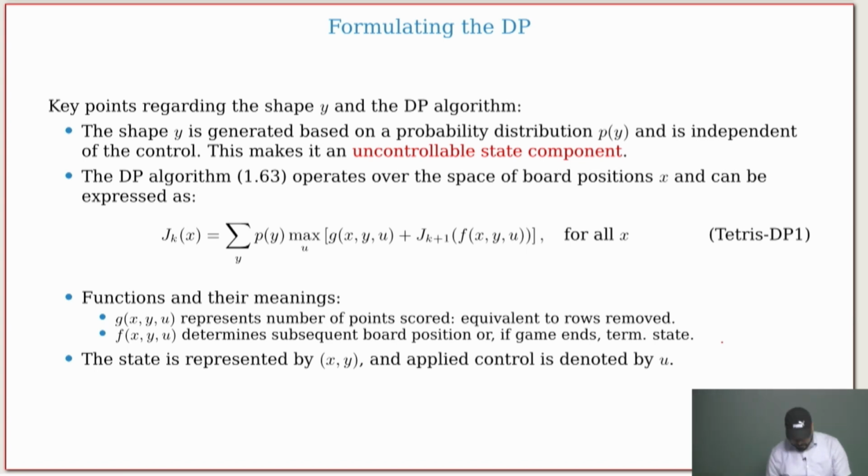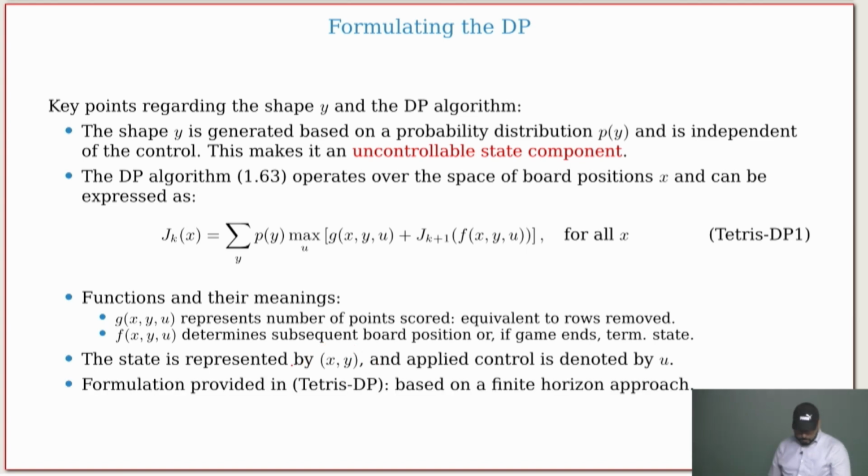So you can think of the state as this augmented one, where you have your current board position plus the y that you observe now. That is the information that you have, x and y, and that is your state. Based on that information you will take a control, which is u. So this is based on a finite horizon approach.